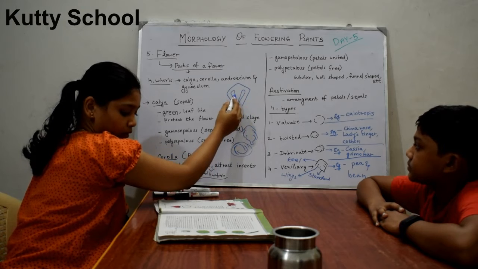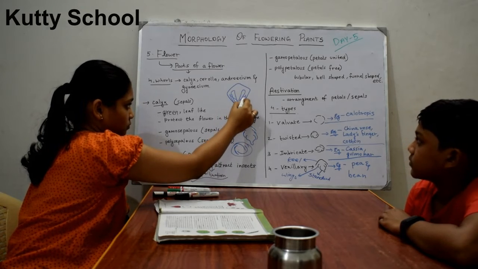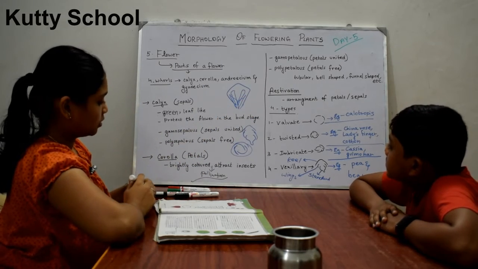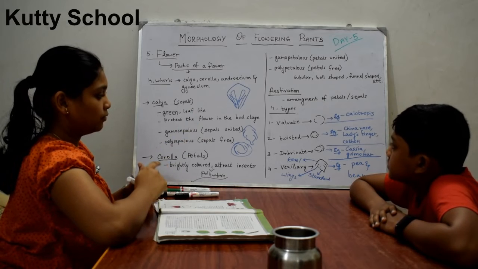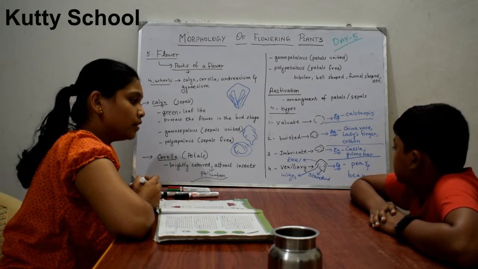And another one is like this. Can you understand? It will be like this. So keel, wings and standard. So this type of estivation is like this. So examples are pea and bean flowers.